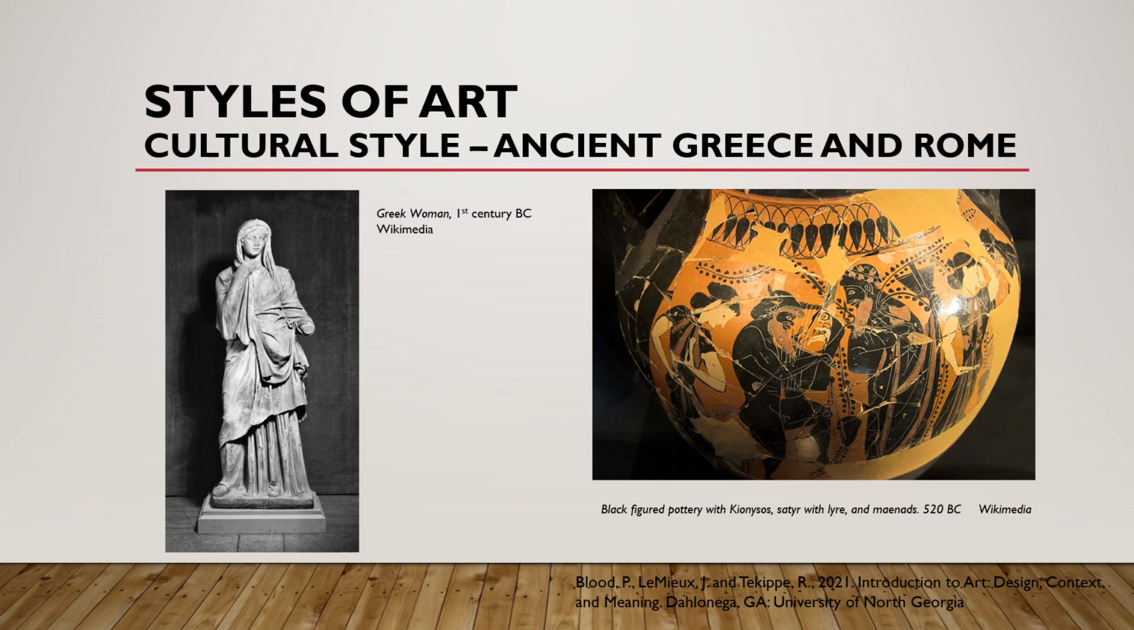Now, this example of pottery is probably one of the best known remnants of ancient Greece. This is called black figure pottery, which was red clay with black designs painted on them. There's also the opposite. This black figure pottery shows mythological figures.